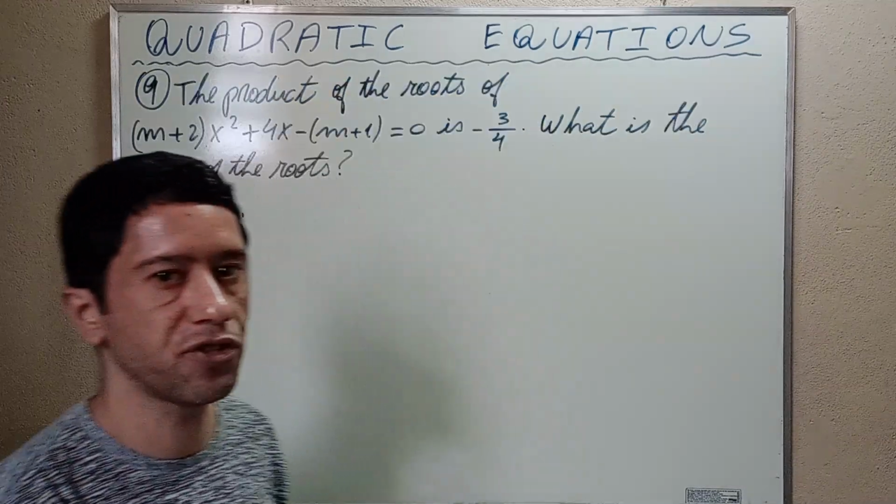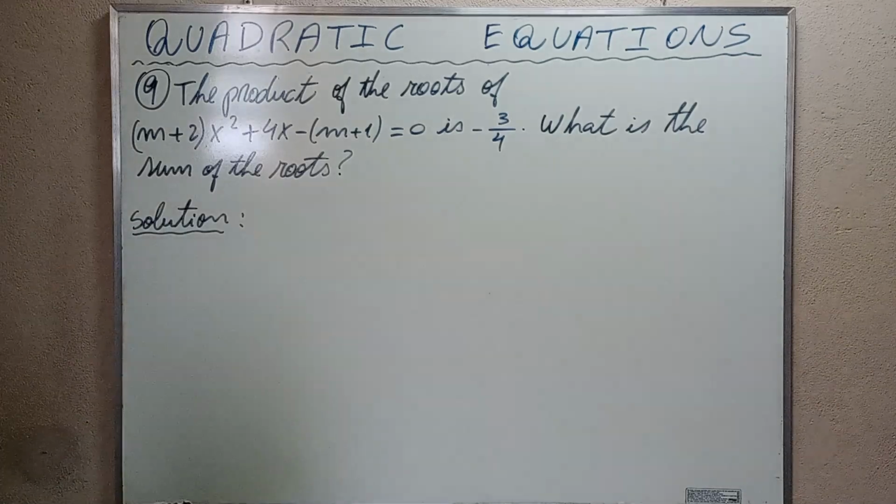Okay, my friends, let's go to the last exercise. Let's go to exercise number 9. The product of the roots of m plus 2 times x squared plus 4x minus m plus 1 equal to 0 is negative 3/4. Thus, what is the sum of the roots? Okay, my friends, this is the exercise. Let's go to the solution.